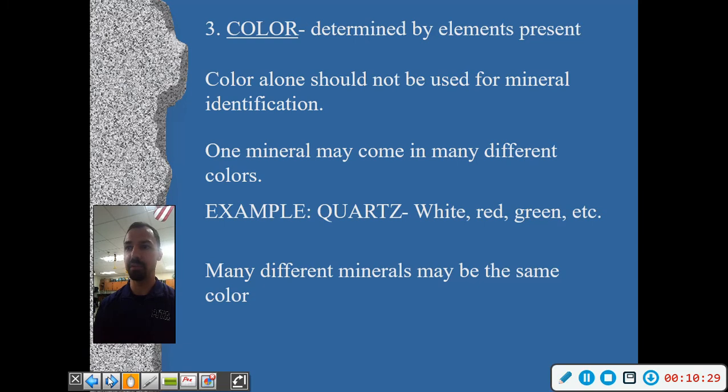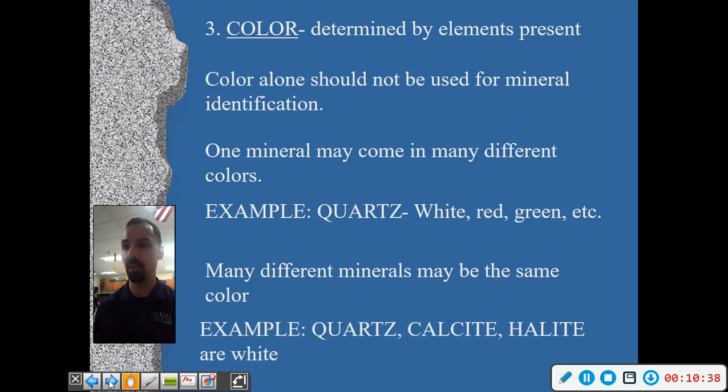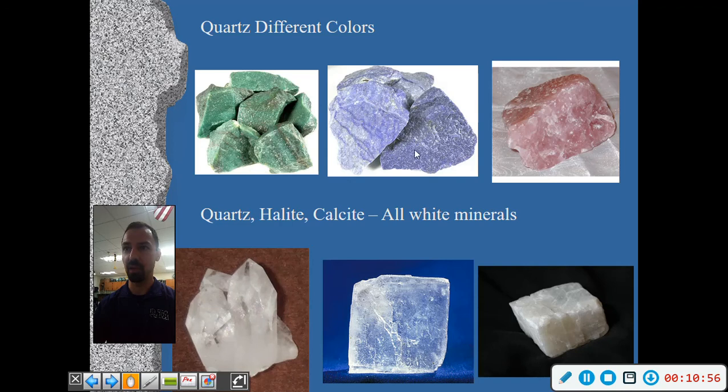Also, many minerals may be the same color. All right, 4,000 minerals is bound to have repeat colors. So these are complications that can really throw you off. So quartz, milky quartz, calcite, and halite are all white in color. So it can be mixed up if you don't know the other characteristics. And that's what we're going to be focusing on moving forward here. So different colors of quartz, as I mentioned, green, bluish, and then a rose quartz is more pink. And then you have 3 white minerals here, quartz, halite, and calcite. Again, we have to look at them a little further to tell them apart.